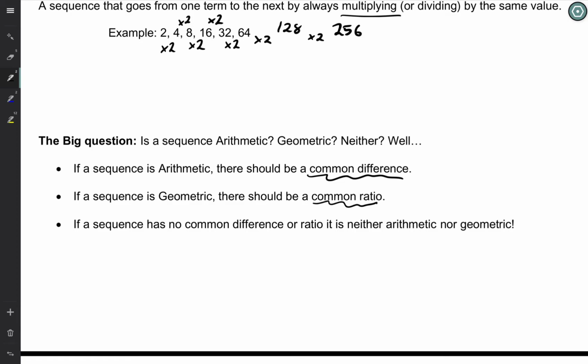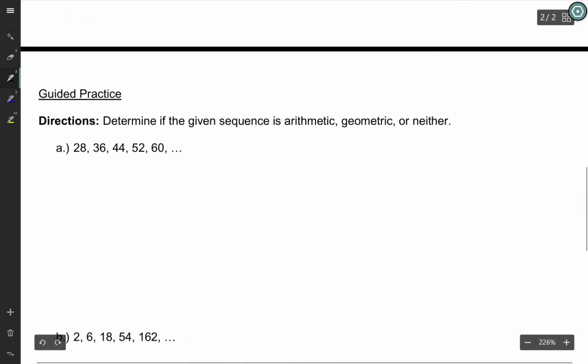So we can use this idea to figure out if a sequence is arithmetic or geometric. And you gotta think of what it means. Common difference, common ratio. If there's a common difference, let's subtract the terms and see if the difference between consecutive terms is the same. A common ratio, well, let's find the ratio between the terms and see if that ratio is the same. Let's try some problems now.